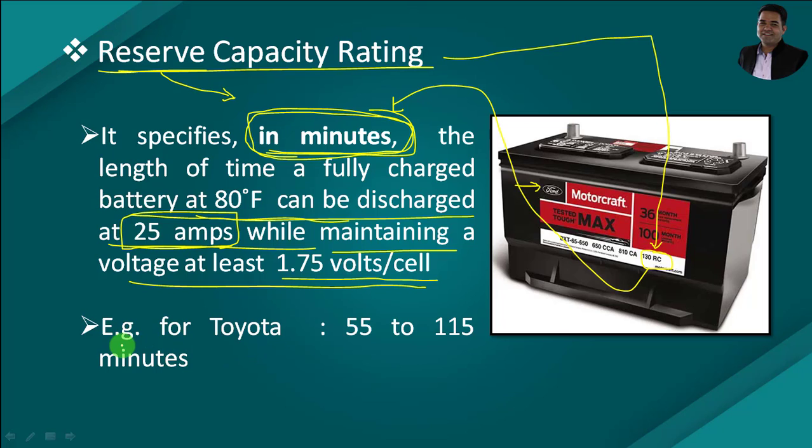Like the other example I have given for Toyota batteries, the reserve capacity rating ranges between 55 to 115 minutes. That means the Toyota batteries can deliver 25 amperes current at 18°F temperature for 55 to 115 minutes. This indicates the strength of the battery.